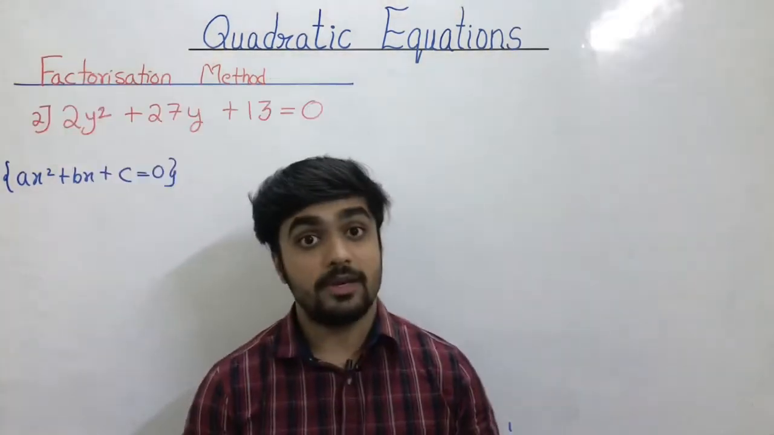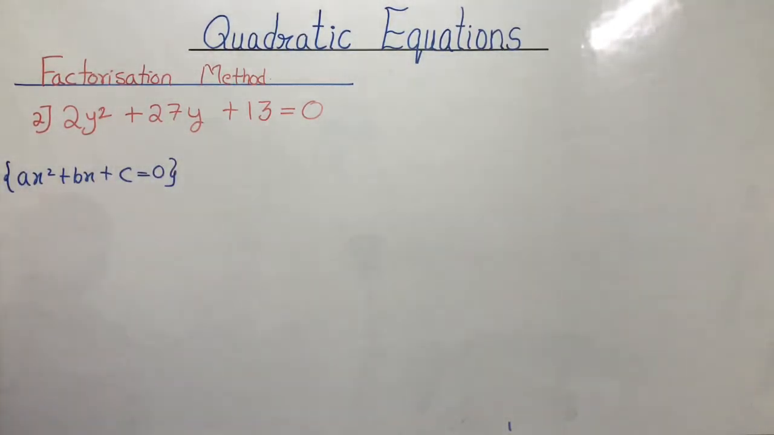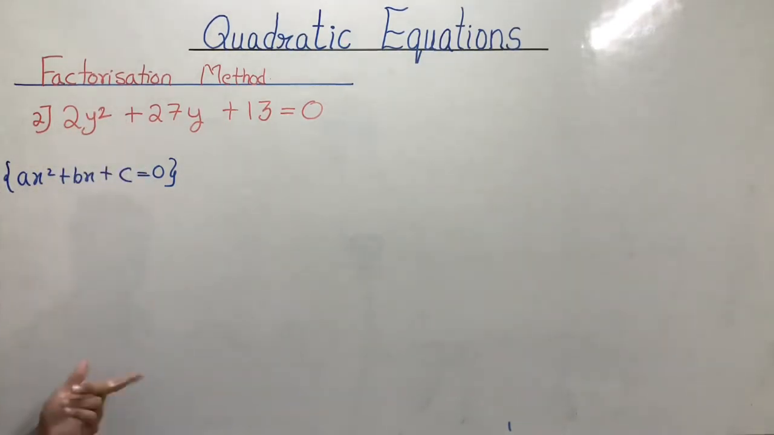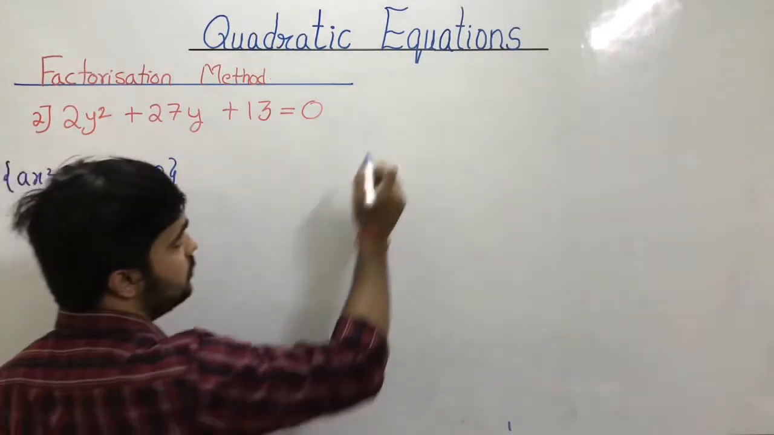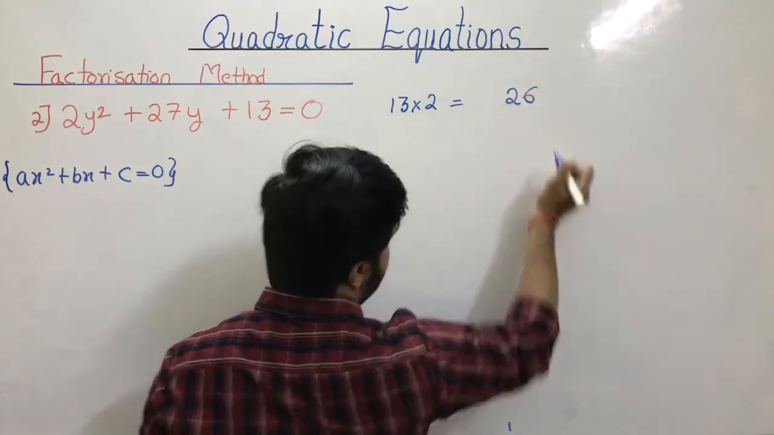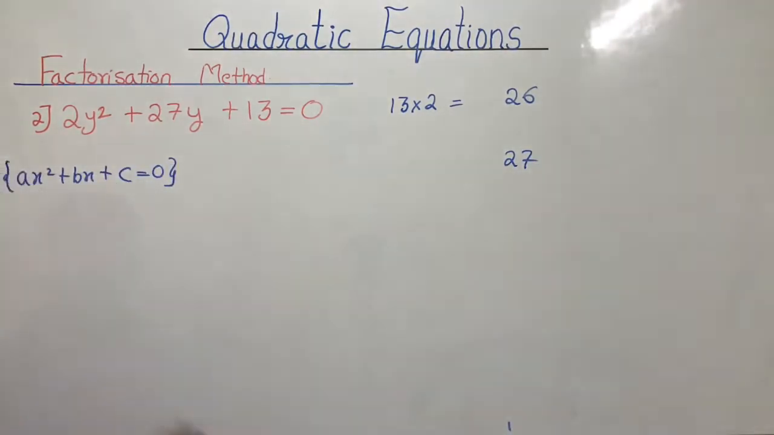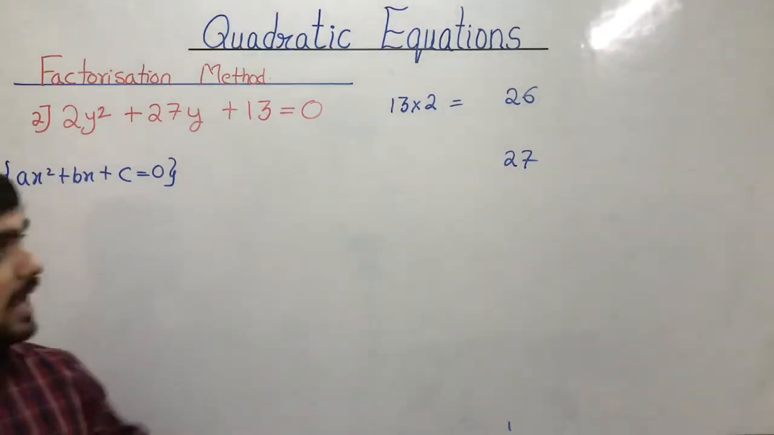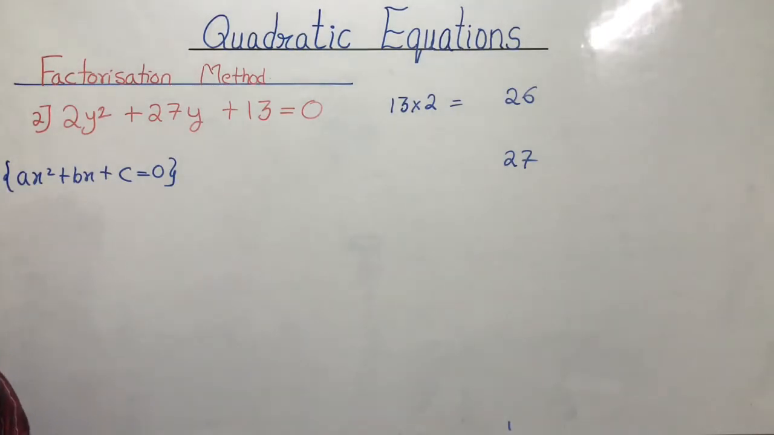Okay, so our next question is 2y square plus 27y plus 13 is equal to 0. Again we have to solve this by the factorization method. As we know, we multiply this by this, so 13 into 2 in this case is 26, and the middle number is 27. Now we have to see two numbers such that their multiplication is 26 and their sum or difference is 27. So which are those two numbers?